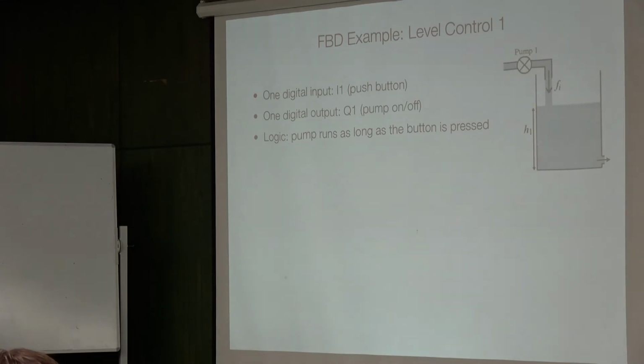So in the ladder diagram, we would just have one contact and the coil. In the function block diagram, it's even simpler than that. I mean, we just directly connect the input to the output, and that's it. Okay, not interesting for us because it's not really control. So let's do some control on that.